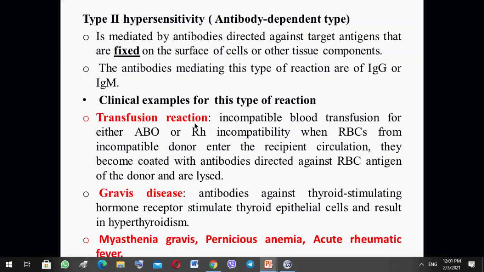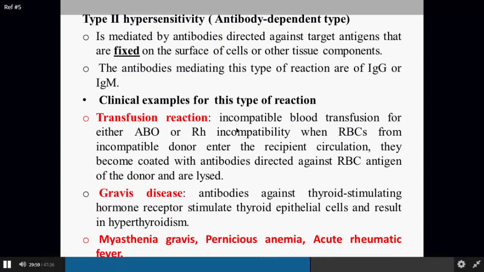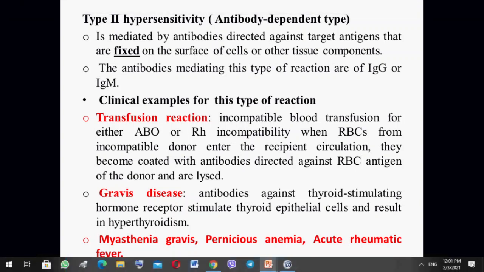Okay, the clinical example of this reaction is a transfusion reaction. All of you know that there are blood groups, which we call the ABO blood group, and also we have the RH system in our body. So when we give blood from person to person with incompatible blood transfusion for the ABO blood group, for example, a person having A positive blood gives blood to another person who is B positive, for example, okay, or A positive to A negative, and so on.